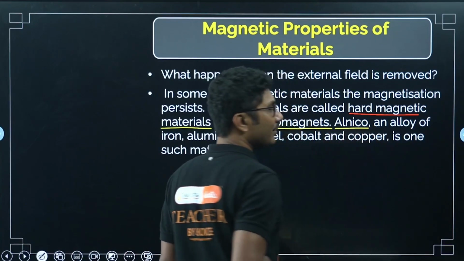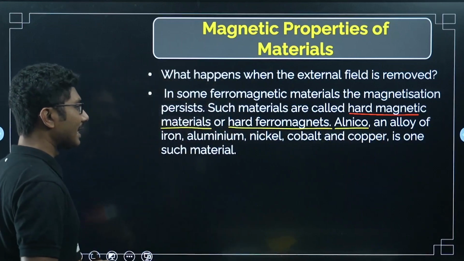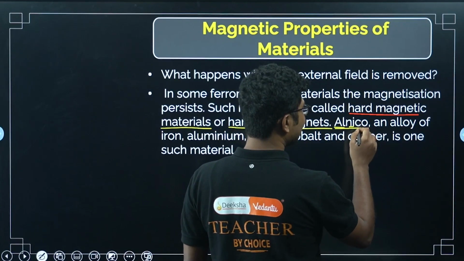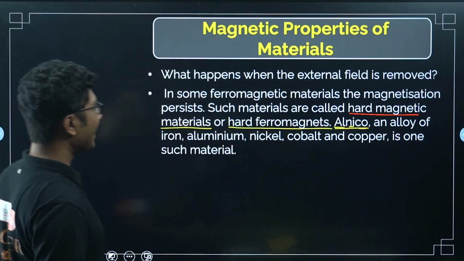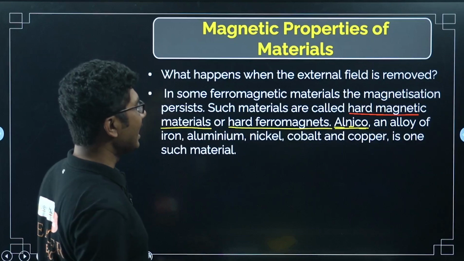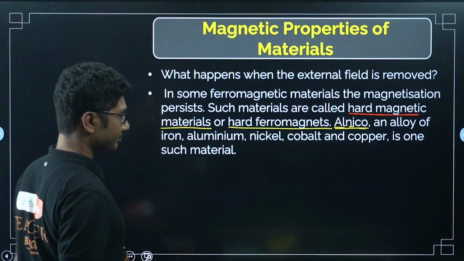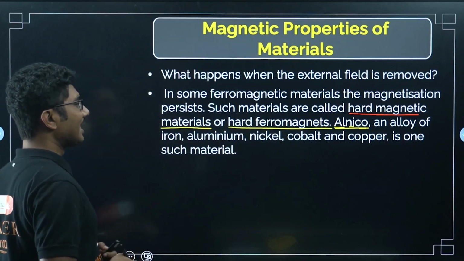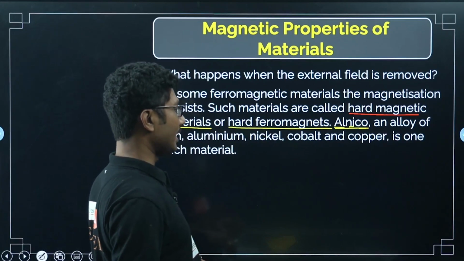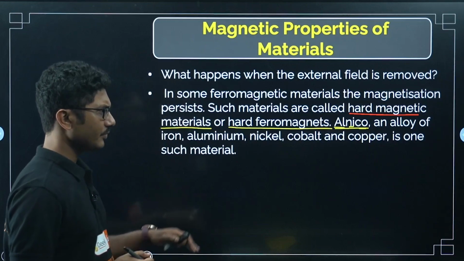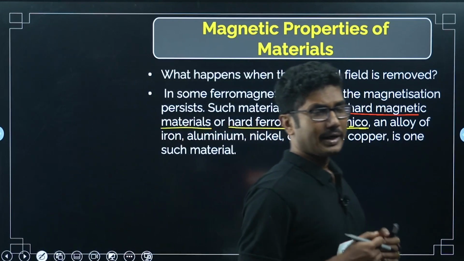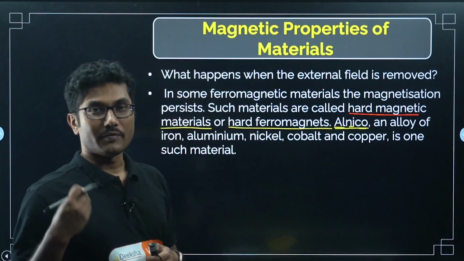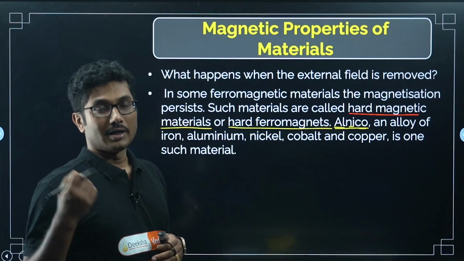Alnico: an alloy of aluminium, nickel and cobalt. Al is aluminium, Ni is nickel, Co is cobalt. It is an alloy of iron, aluminium and nickel. Iron is also there, even though it is not directly mentioned in the name. Aluminium, nickel and cobalt, and copper is also there. So Alnico is a very good hard magnet. If you convert it into a magnet, it will stay a magnet.